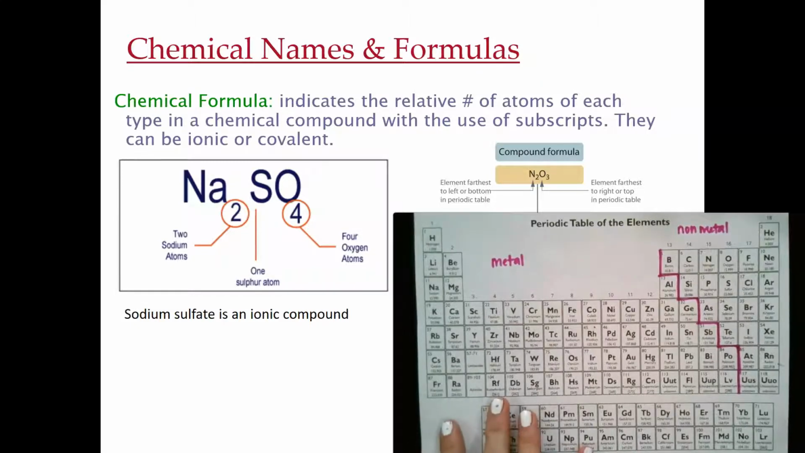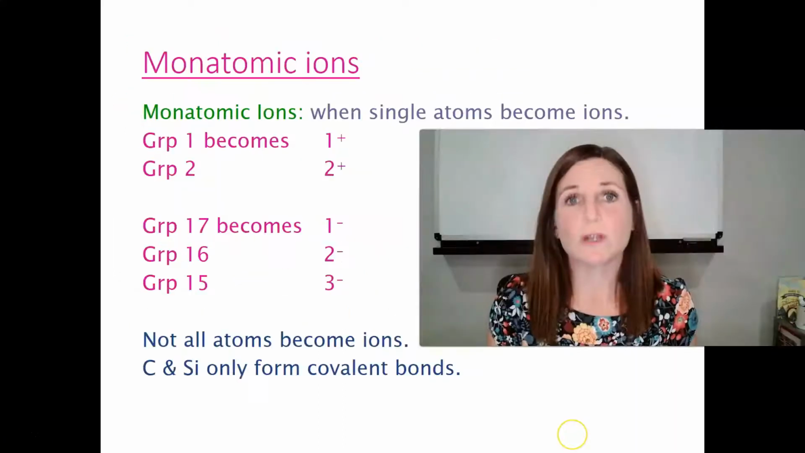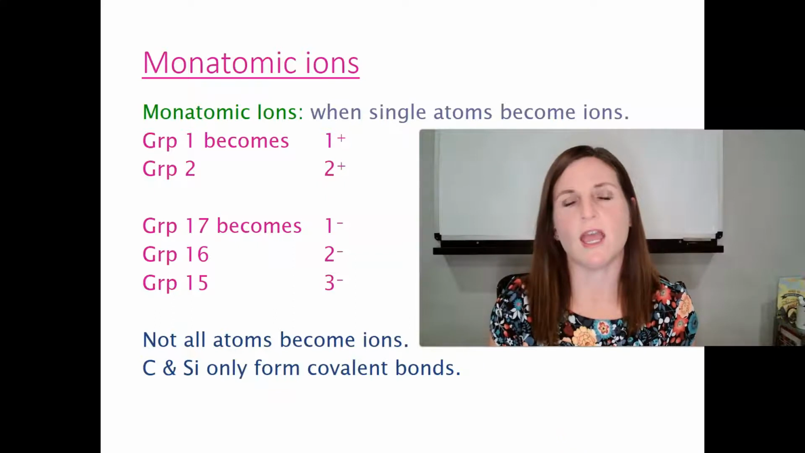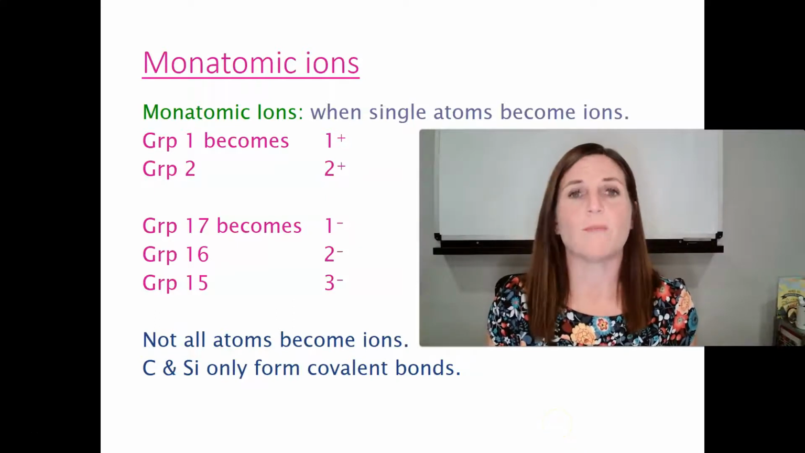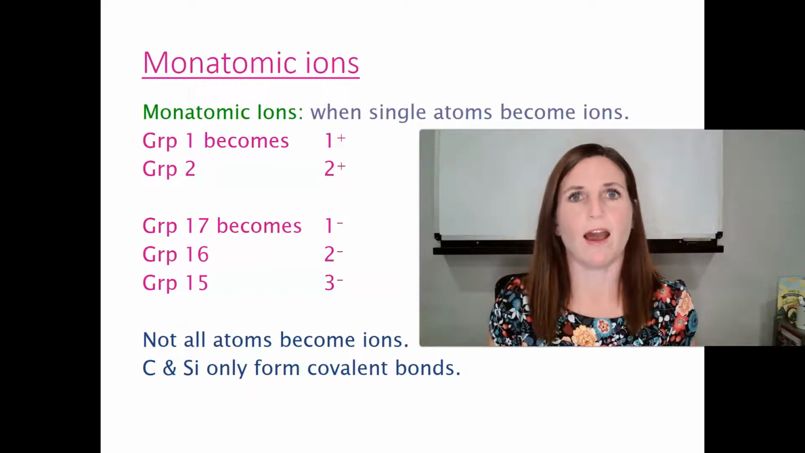So you can tell whether something's ionic or covalent, one, from the instructions, but as you get further into chemistry, you can tell based on their location on the periodic table. So we're going to begin our conversation about the names of different compounds by starting with naming monatomic ions.